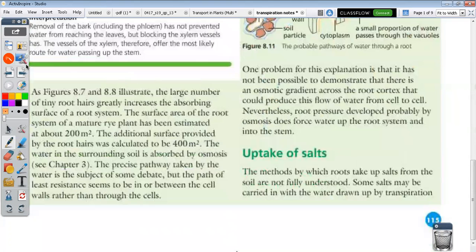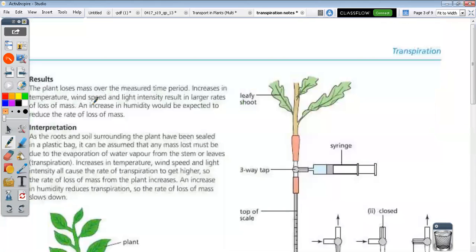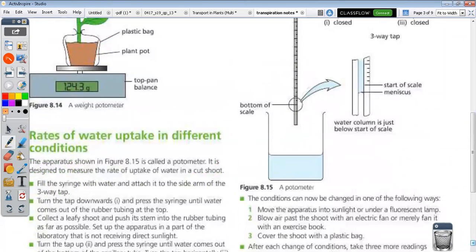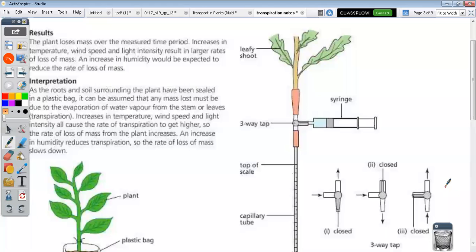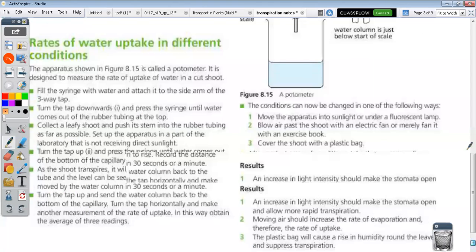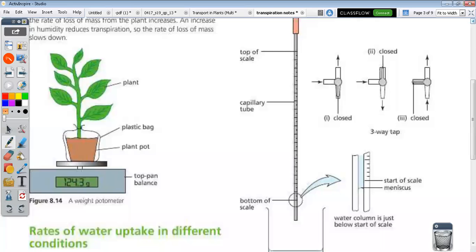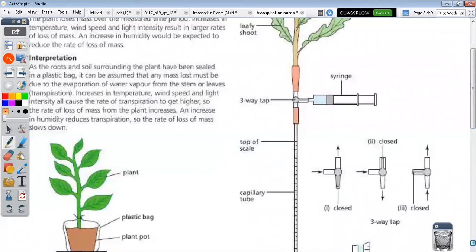We use what is known as a potometer. Okay. That's what we use. A potometer is used to measure rate of what? So you can write that a potometer is used to measure the rate of transpiration. Clear? I'll send you these notes that you can read, but we want to talk about them just now.